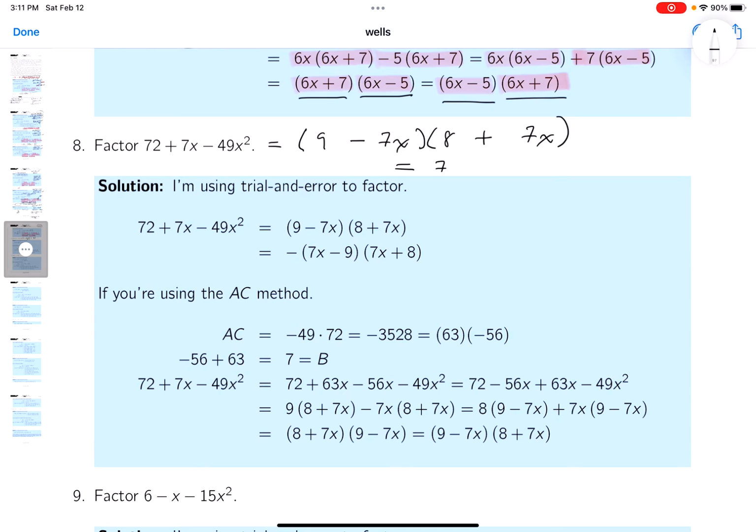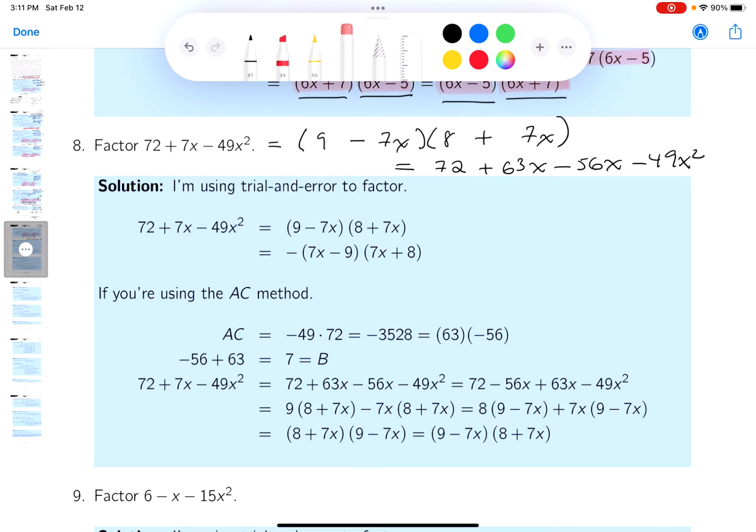What do you get over here? 72 plus 63x minus 56x minus 49x squared. The beauty of trial and error is this, though. If you understand what we're talking about, you're always going to get the first and the last term. Always. The question is, are you getting the middle? Well, let's take a look at it. That adds up to 7x. Bingo, you're done. No matter what I do with this problem, this will be the answer.